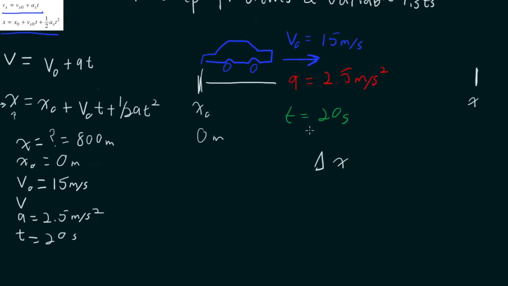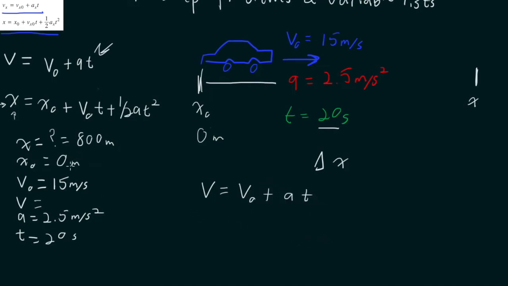Let's use this same situation, but this time, let's find my final velocity. I want to know what's my velocity at the end of this 20 seconds. Well, to do that, I'm going to go, what am I looking for? Velocity. What equation has final velocity in it? Well, this one does. And so I'm going to need to use this equation. So I'm going to set that up. Velocity equals v naught plus at.